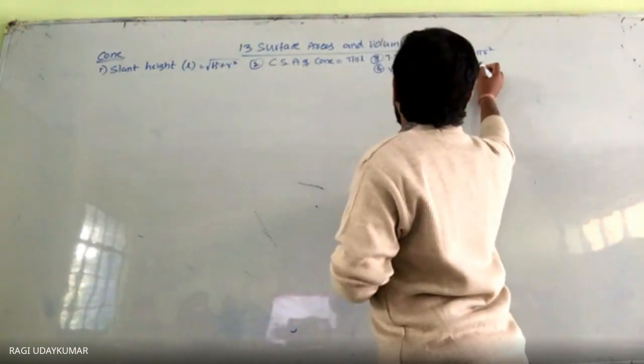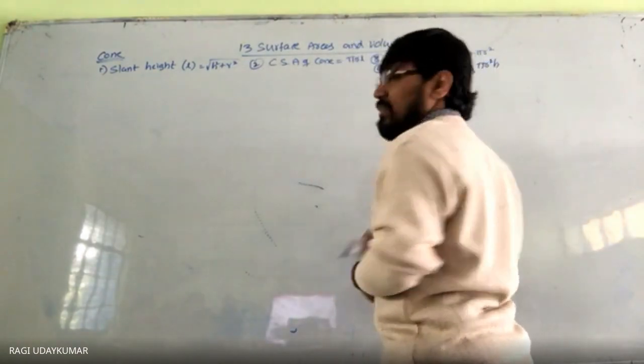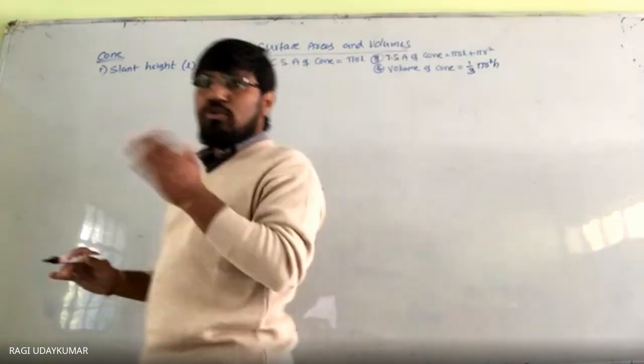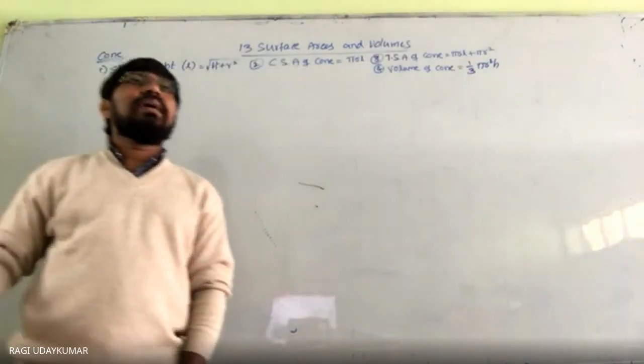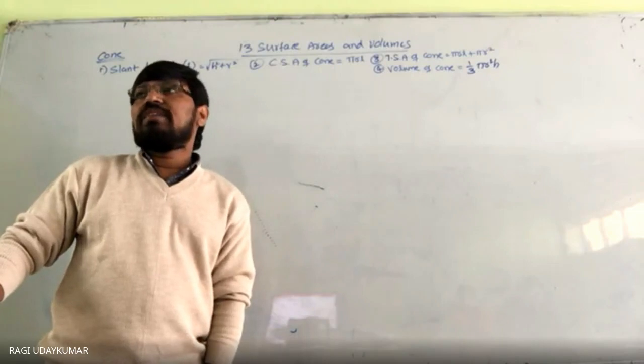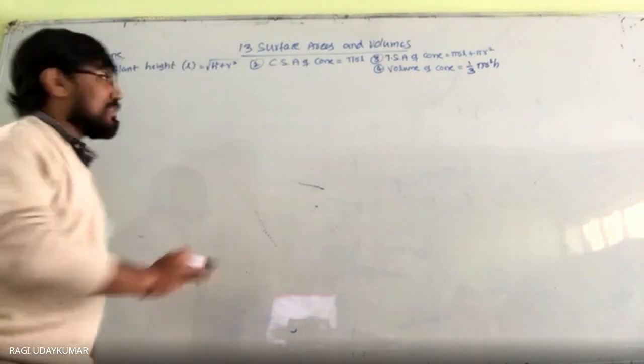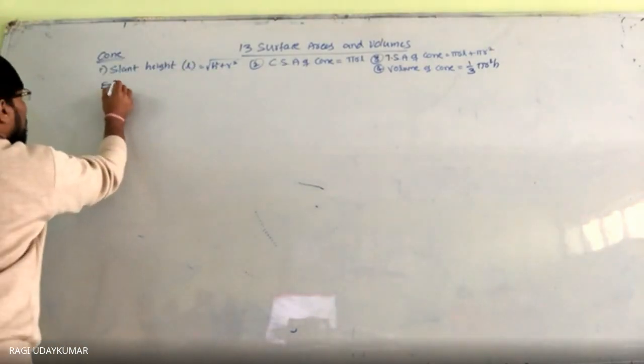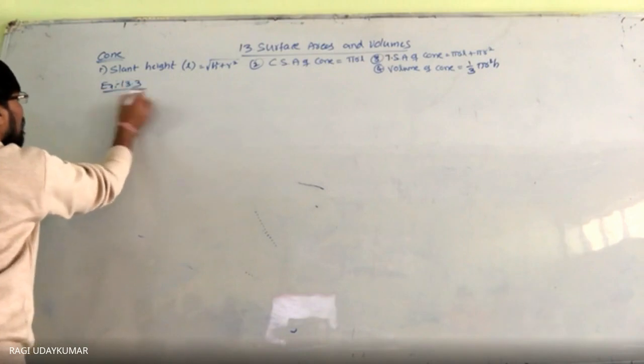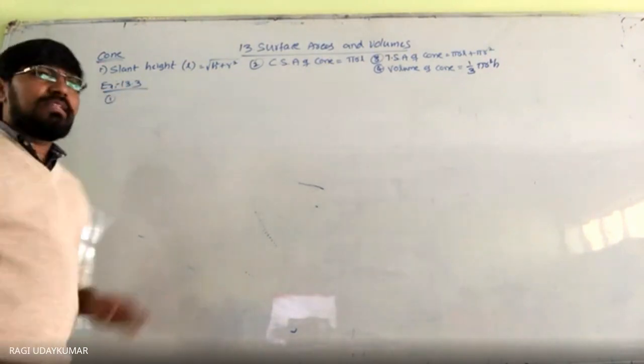So 1/3 of the volume of the cylinder. So these are the 4 formulas we are going to use mainly to solve the problems of the cone. Okay. So the exercise number 30.3 is completely based on this only. So 8 questions are there, simple questions only.